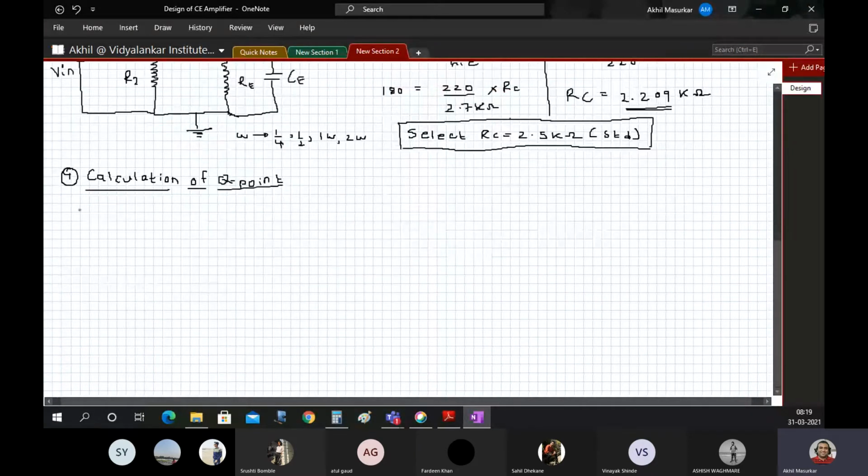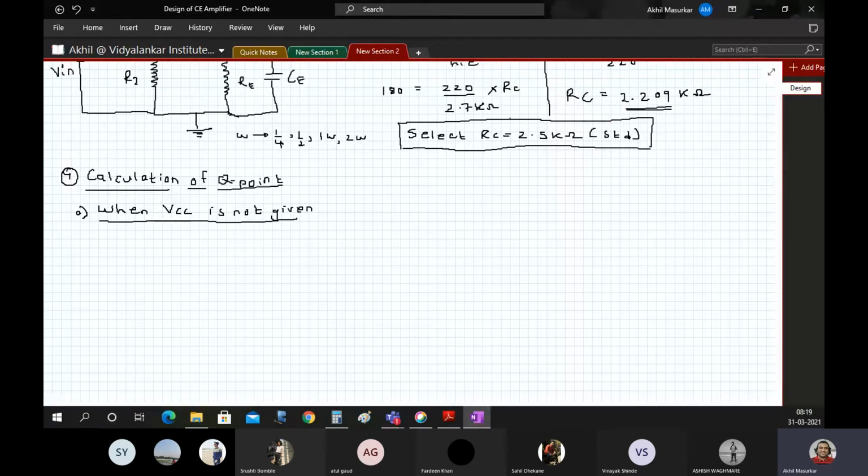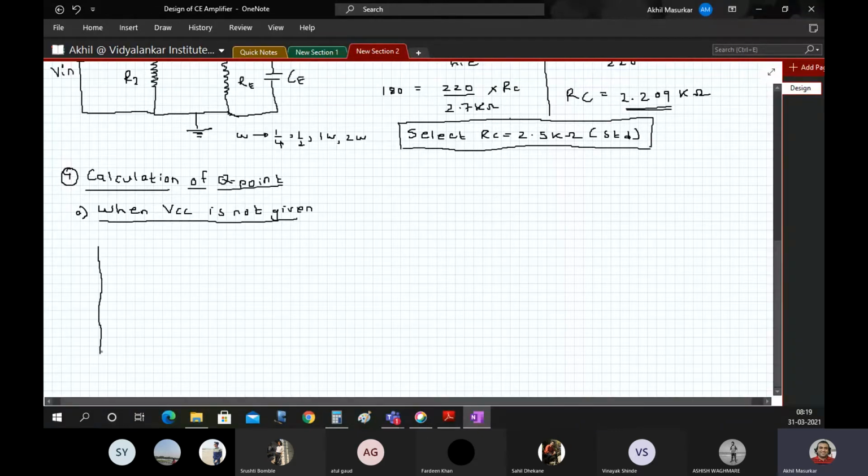Now there are two ways to calculate the Q point. First is when VCC is not given. Sometimes in the problem they don't give VCC. In that case, what should be done? And second is when VCC is given. Anyways, let us first understand where the Q point is. So let us do a small recap.